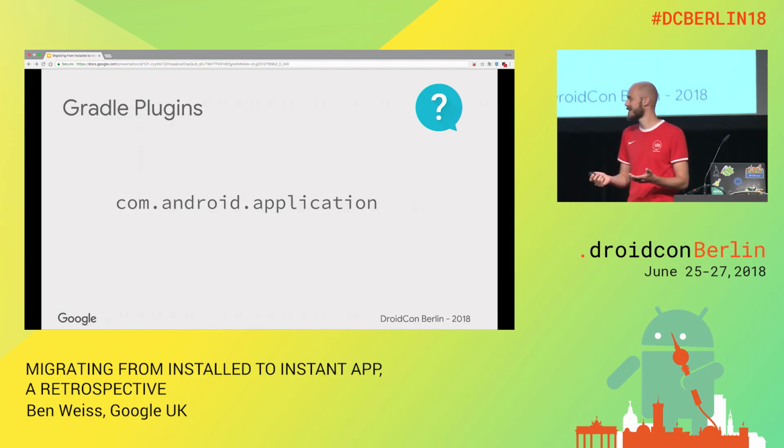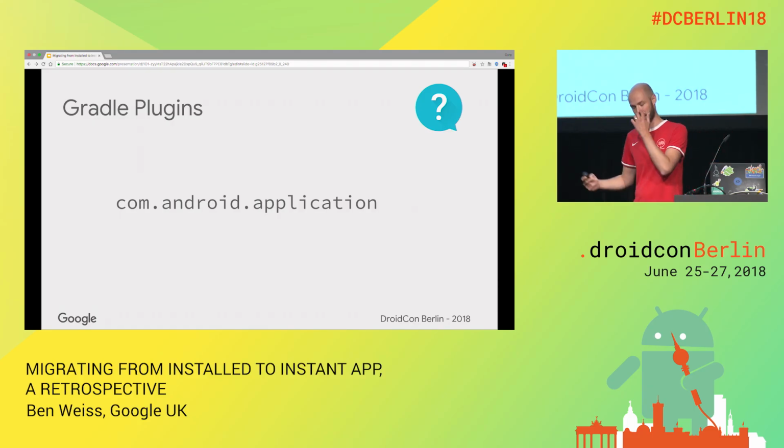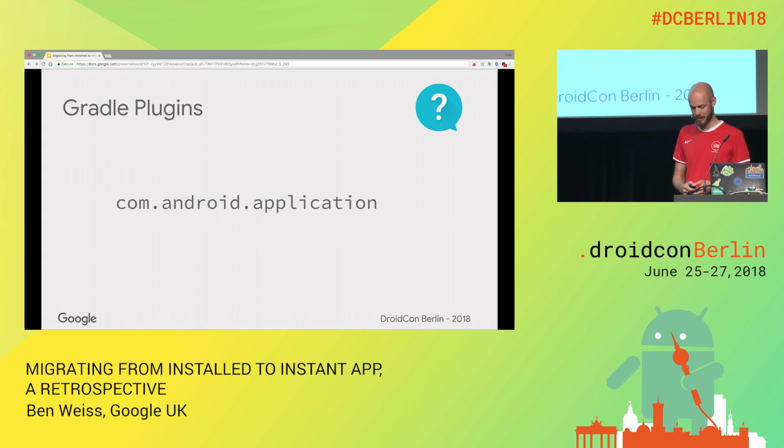Just briefly, this is the Gradle plugin that you apply to your application. This is the Gradle plugin that we will apply to an instant app. The instant app module, the Gradle module, will not host any code because that will simply be ignored. So all the code has to be in different modules.